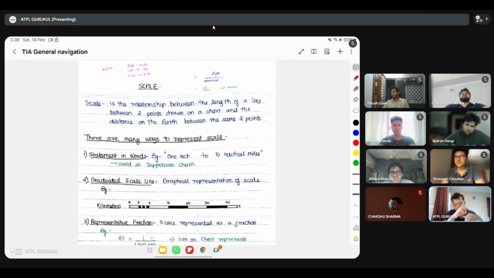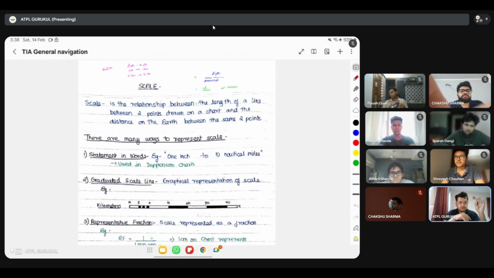In order to solve this problem, scale came into the picture. Scale is essentially saying that my real-life Earth is so big, and I am showing it on such a small piece of paper. So 1 centimeter on the chart corresponds to how much distance on the earth.